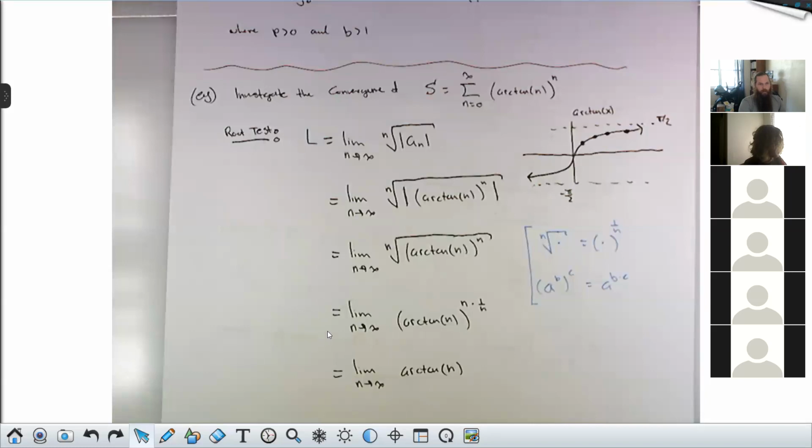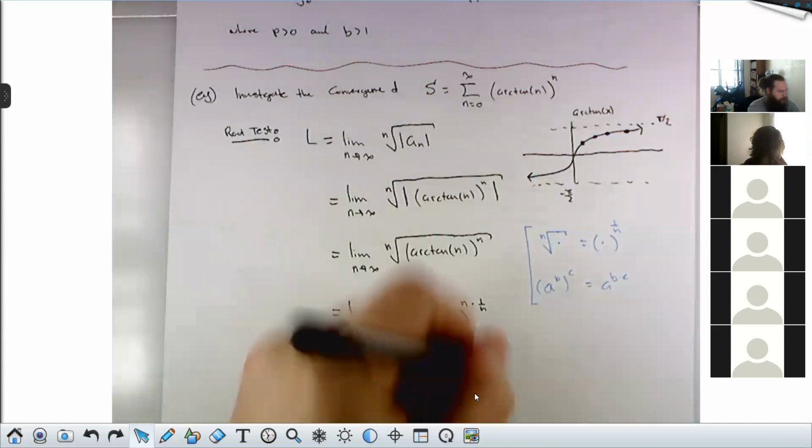And again, we can refer back to our graph here. This graph is nice, the graph of inverse tangent x. Arctan n is just dots along this graph. So since inverse tangent of x goes towards pi over 2 as x goes to infinity, inverse tangent of n also goes towards pi over 2.